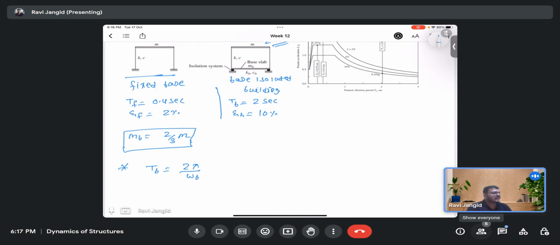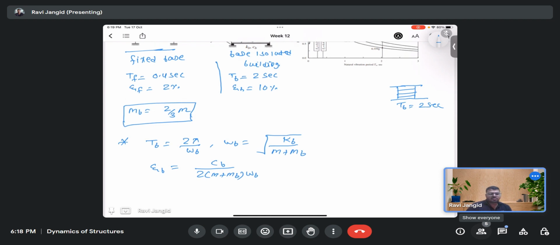If I have the isolator, the time period of this isolator is TB, which is 2 second, and I have applied it here. Omega b is calculated as the square root of KB, the stiffness of the isolator, divided by M plus MB. The damping xi b is calculated as CB divided by 2 into M plus MB into omega b.